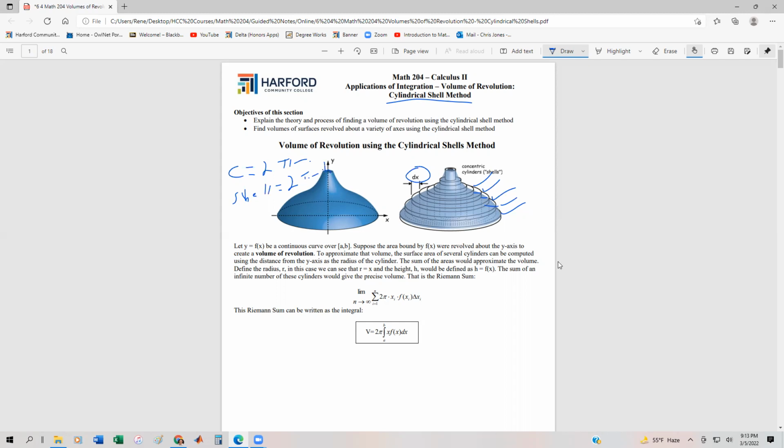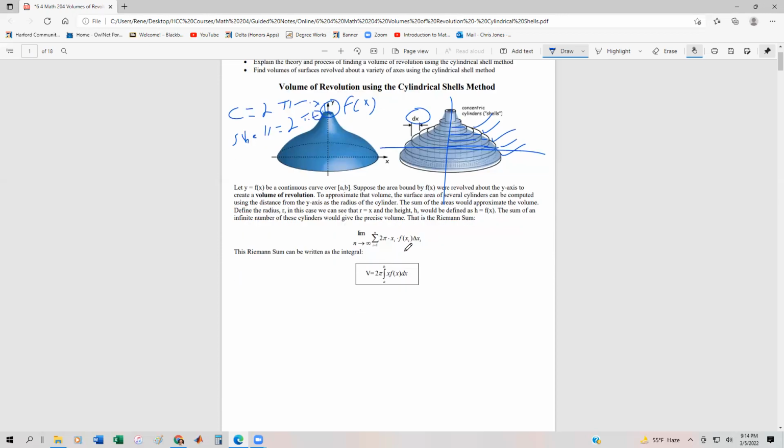But in this case, if we think of this as the x-axis, the distance or the radius of the shells is actually going to be the value of x. So wherever we see these r's, we're going to replace them with x, and we certainly know that the height is f of x. So another way that we could write the shells is 2 times pi times x times f of x. And of course, we want the distance between those to be theoretically 0, so we could say that's a delta x.